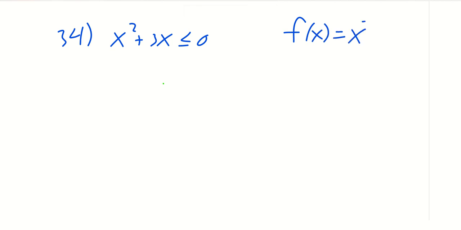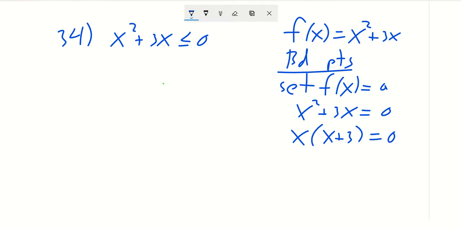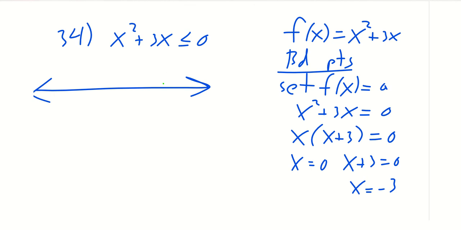So we can define f of x to be x squared plus 3x. We're now going to use this to find the boundary points. You set f of x equal to 0. This is going to give us x squared plus 3x equals 0. This factors as x times x plus 3 equals 0. We have x equals 0, x plus 3 equals 0, and so we get x equals -3 as well. So for this particular example, we have two boundary points. They are -3 and 0.